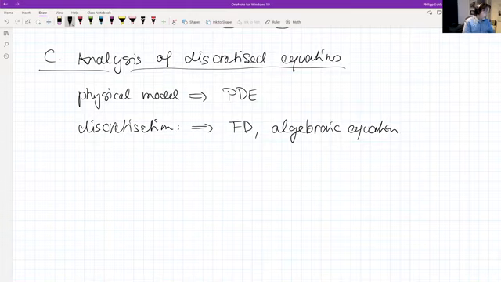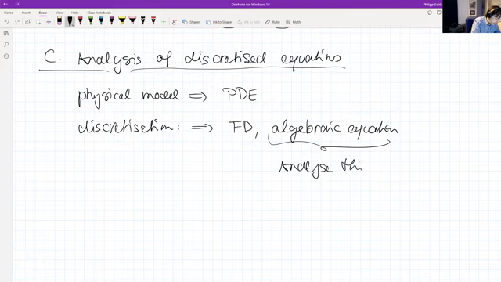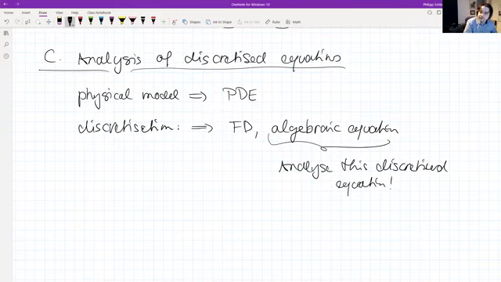So I guess the question here is really, what we want to do is analyze this discretized equation. So you want to see whether we can understand something just from the mathematics of it, how to choose the right parameters, how to know whether or not I get a correct result.